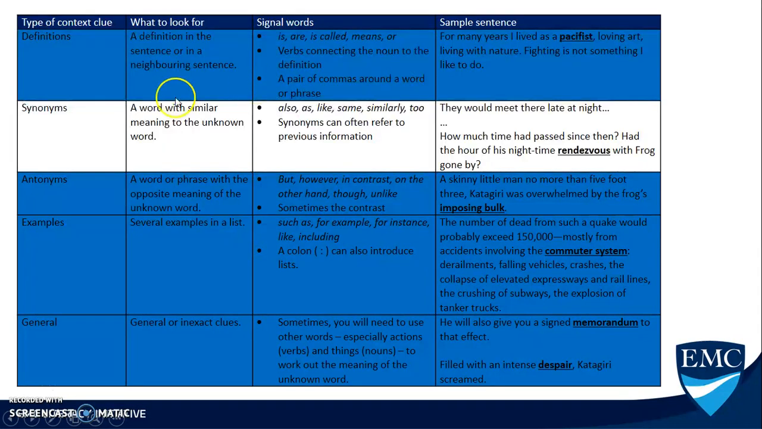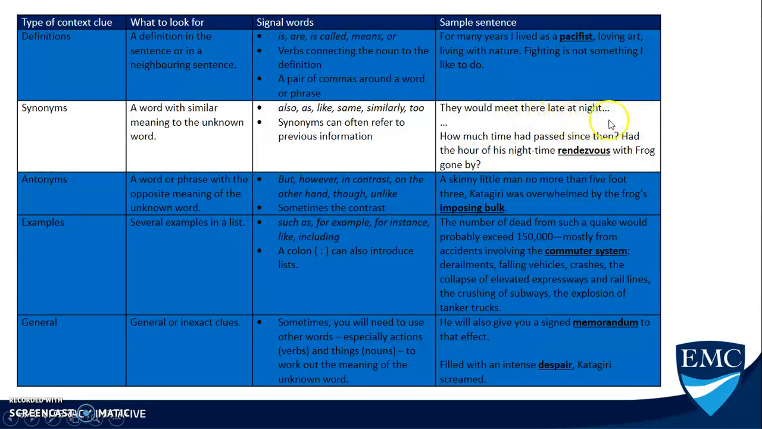The second type of context clue is synonyms. So these are words with similar meanings to the unknown word, and they can often appear in the text quite close to the unknown word, but they can sometimes also appear a little bit further on.